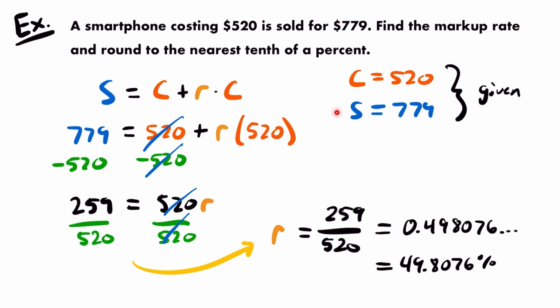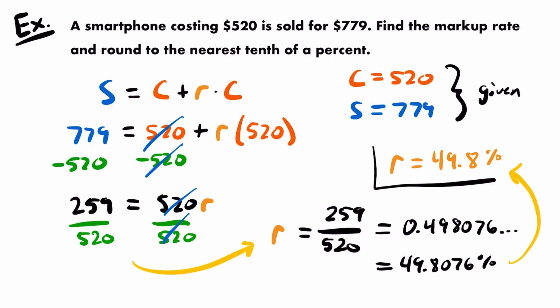And the tenths place is that first decimal place, so we want to round to that place. So we'll cut off all the other decimals. And the decimal after it is 0, so that doesn't round anything up. We are stuck with 49.8. Okay, so that's the final answer here. I'm going to write it up here. The markup rate R is equal to 49.8%. That is the markup rate rounded off to the nearest tenth of a percent.